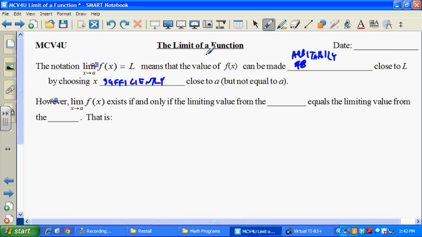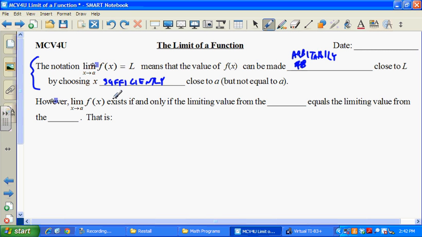So the idea is that if I want to get an output that's close to L, it means I'm going to have to pick an x value pretty close to a. And I will explain this a little bit more next class.